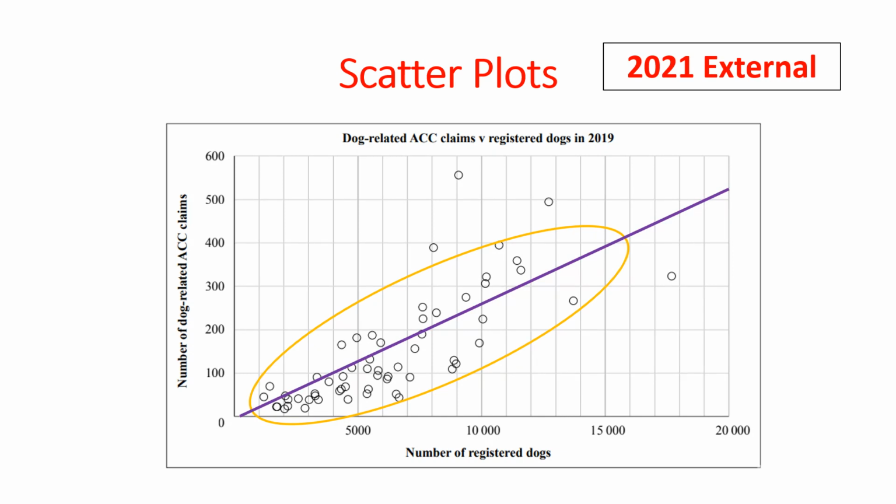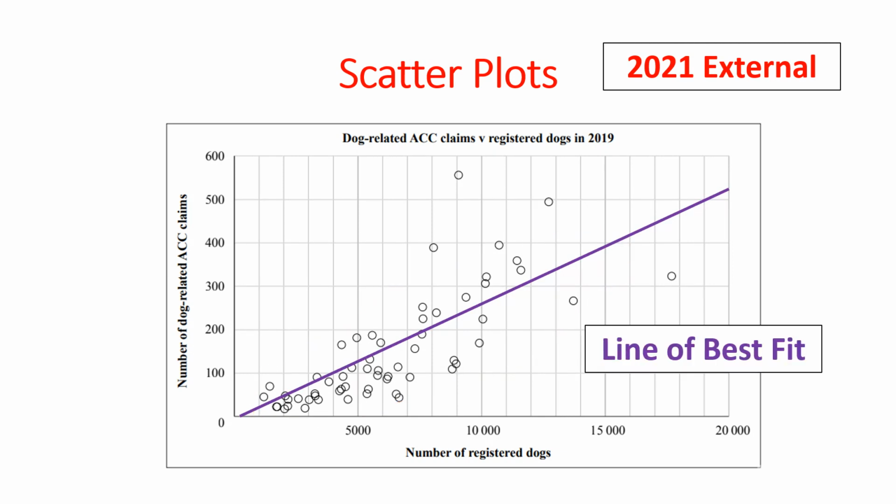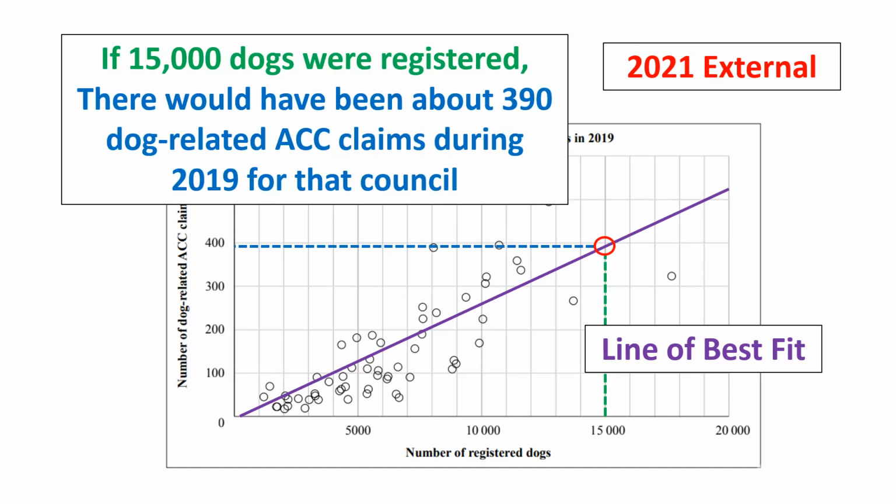Now, we can draw a straight line through the middle of our oval, and we call this a line of best fit. We can use the line of best fit to estimate, and we often get questions in exams that say estimate something. So if you were asked to estimate how many claims were made for 15,000 dogs, you would draw a line at 15,000 and then race across to the y-axis to say there would be about 390, just under 400 claims for 2019.